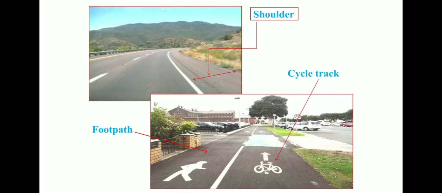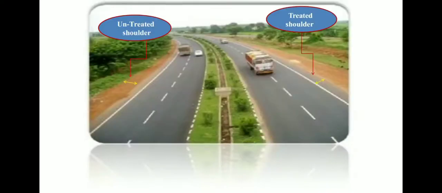Both figures are clearly showing what exactly the shoulders are. Now here, if there is a two-way road, again you can see two different shoulders are provided. This is an untreated shoulder, this is a treated shoulder. It is clearly prepared, and this is not prepared properly. So untreated is not prepared properly with bitumen, treated is prepared properly with a bituminous surface.